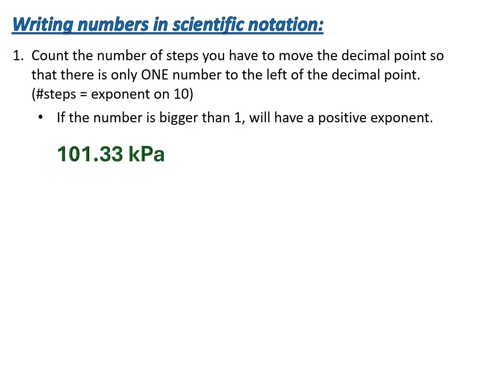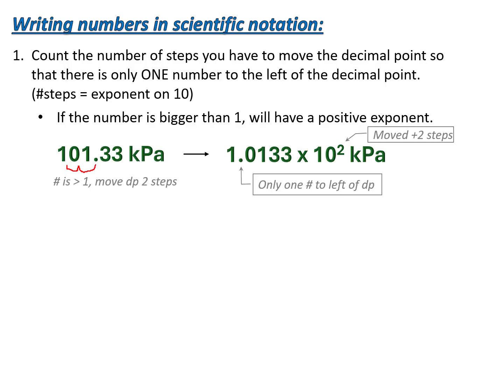So say, for example, we wanted to convert 101.33 kilopascals into scientific notation. This number is bigger than 1, so we're going to have a positive number of steps. We have to count the steps. So we go 1, 2 steps. So it's going to be plus 2 steps. And we end up with 1.0133 times 10 to the second kilopascals.